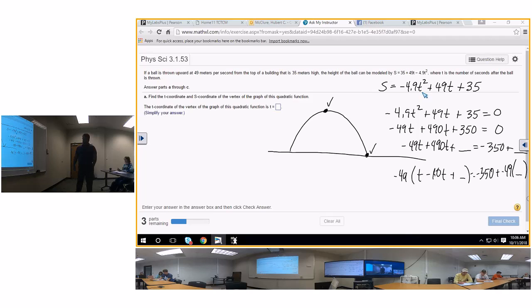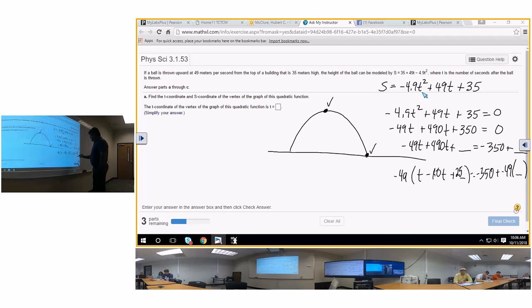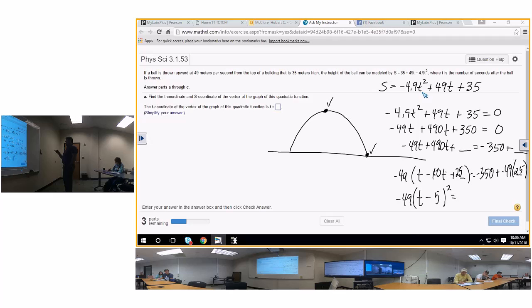And y'all, you want to get your calculators out. 10 divided by 2 is 5. 5 squared is 25. And that's going to be negative 49 times t minus 5 quantity squared is equal to, somebody take negative 350 and, I'm sorry, take negative 49 times 25. What do you get?